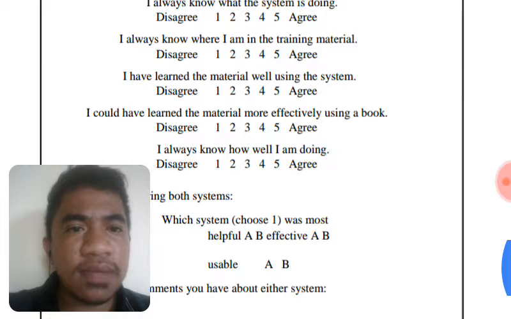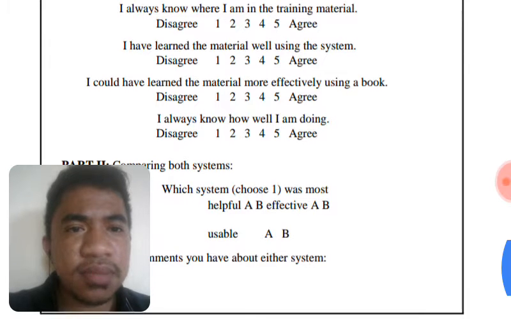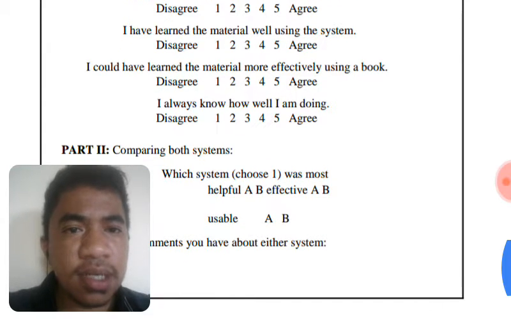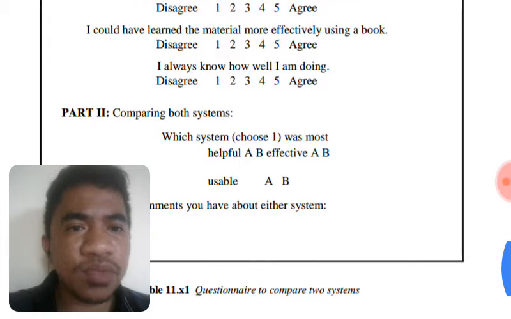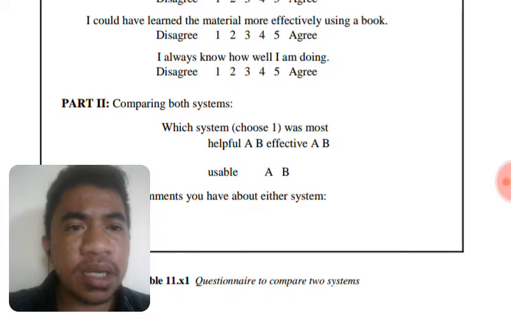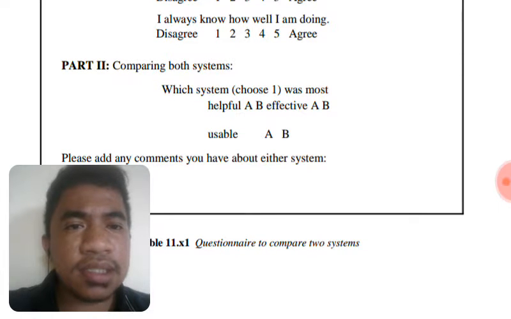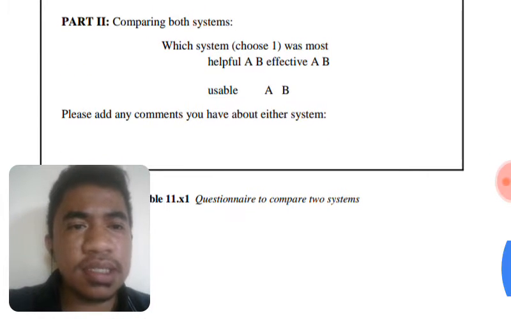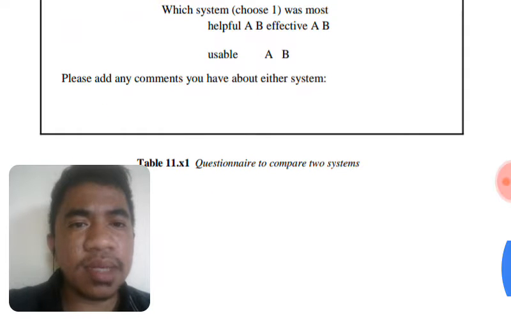I have learned the material while using the system. Disagree, 1, 2, 3, 4, 5, agree. I could have learned the material more effectively using a book. Disagree, 1, 2, 3, 4, 5, agree. I always know how well I'm doing. Disagree, 1, 2, 3, 4, 5, agree. Part 2. Comparing both systems. Which system, choose one, was most helpful? A, B. Effective? A, B. Usable? A, B. Please add any comment you have about either system.